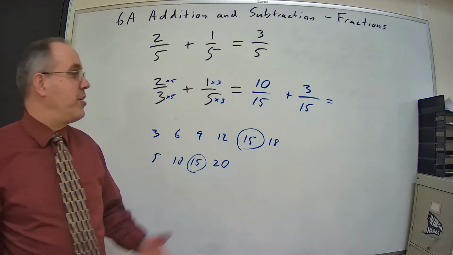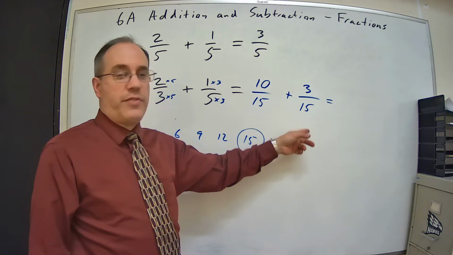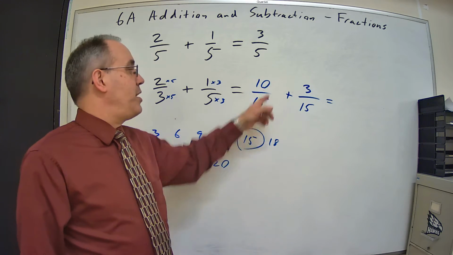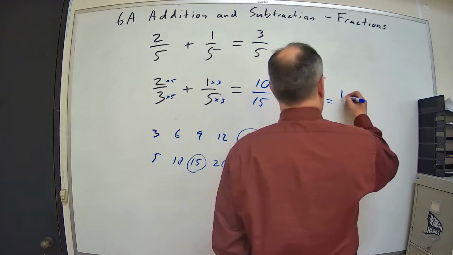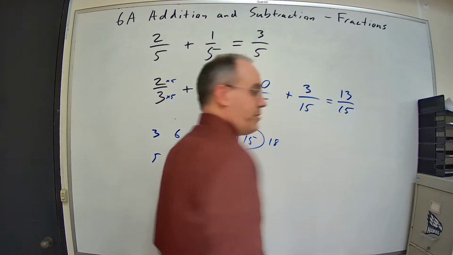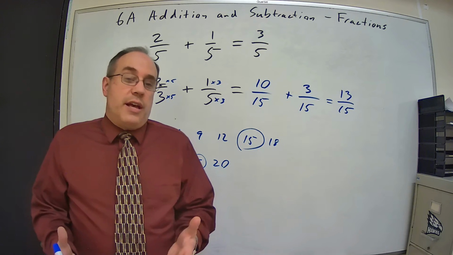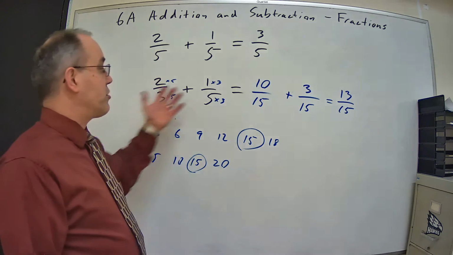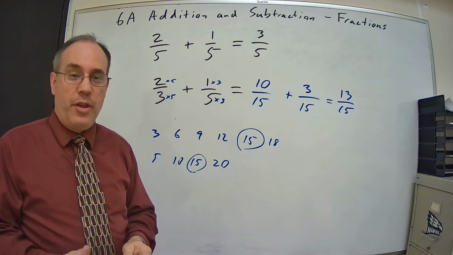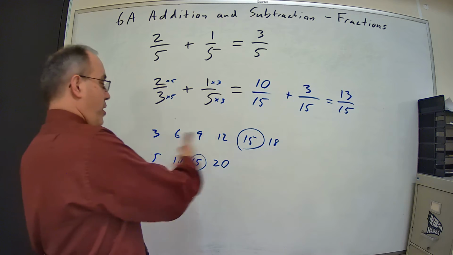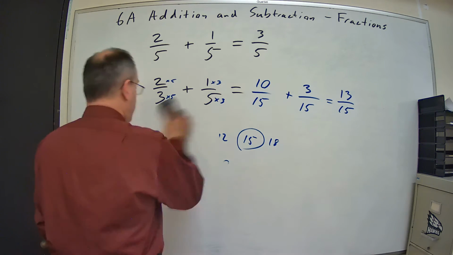And now we're dealing with a common denominator. We have 10 fifteenths plus 3 fifteenths. We have 10 bananas plus 3 bananas gives me 13 bananas, or 13 fifteenths. So that's our process for either adding or subtracting fractions, is we need to make sure we have a common denominator. If we don't, we have to create one by going through our process. So let's do some examples here.